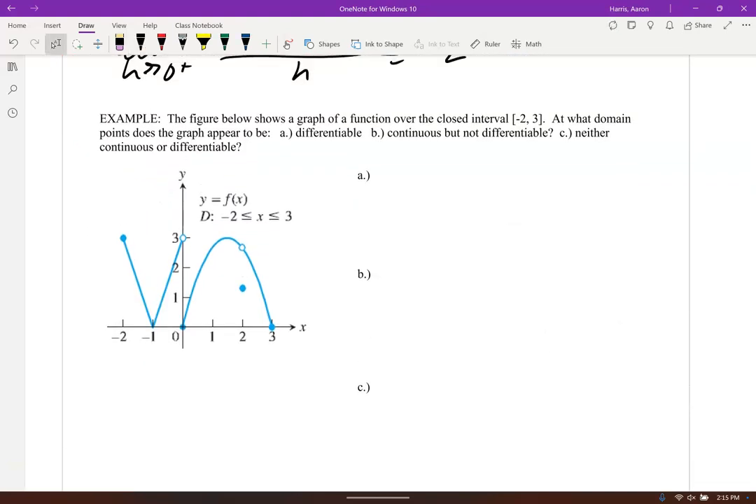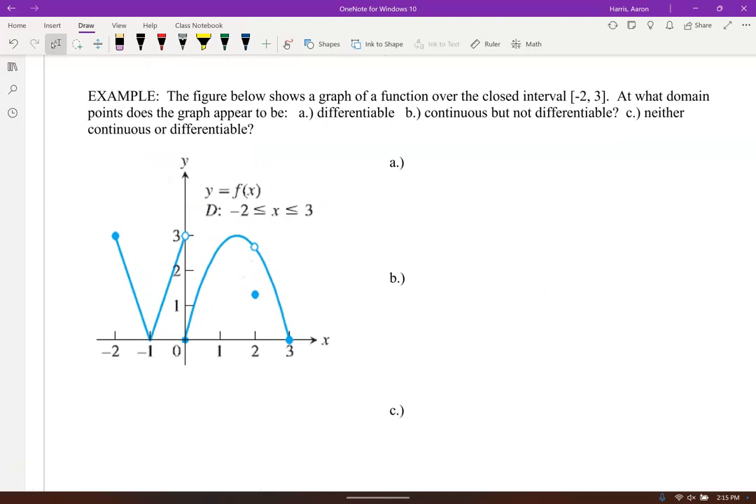All right, let's take a look here. First of all, part A, at what domain points does the graph appear to be differentiable? Well, where is it not differentiable? Let's answer that. Where is this thing not differentiable? Where is it not smooth and continuous?